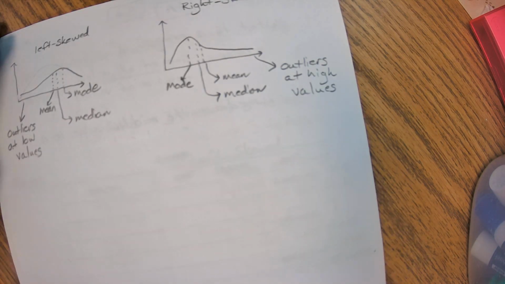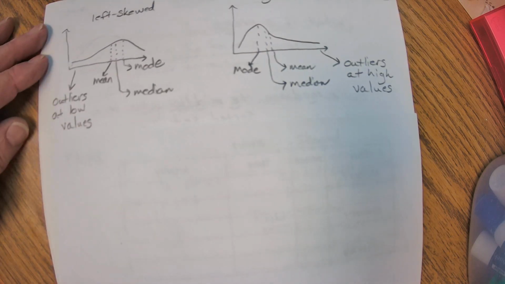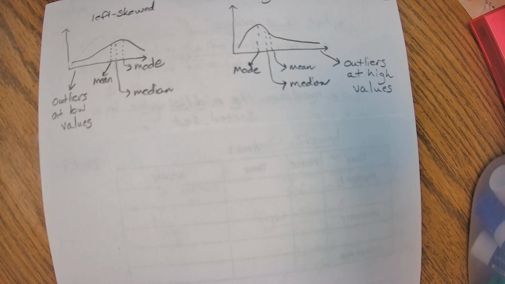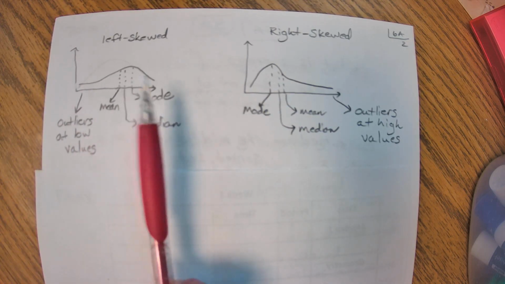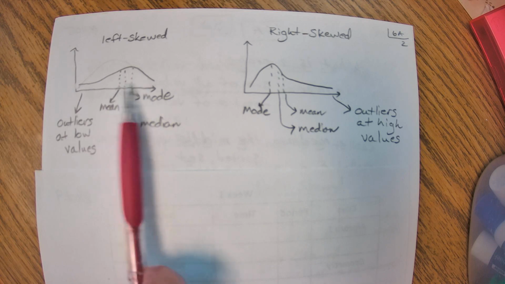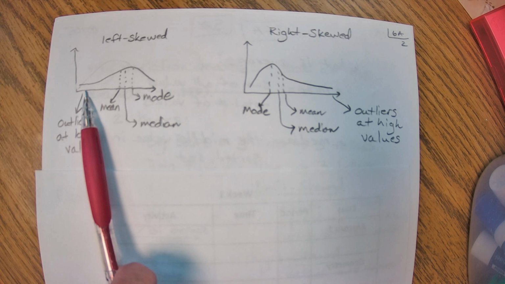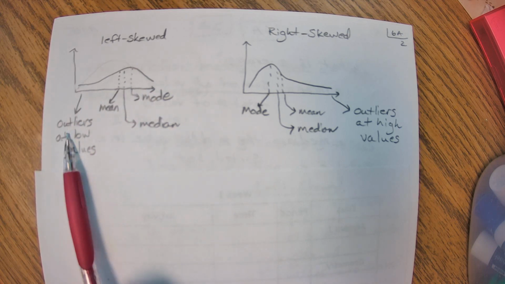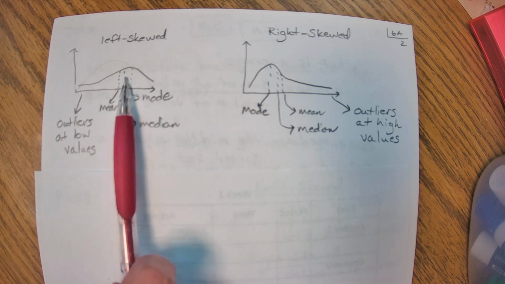The other thing we talk about when we're talking about distributions of data and average is whether the data is left skewed or right skewed. On a left skewed distribution, most of the values are bunched up over here, but there are some outliers over here on the low end. And remember, the hump is where the mode is. If you have a left skewed distribution, that means that the mean is less than the median.